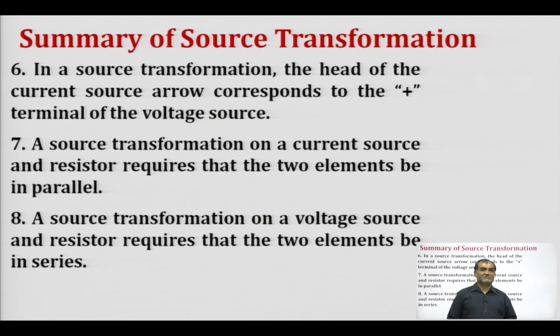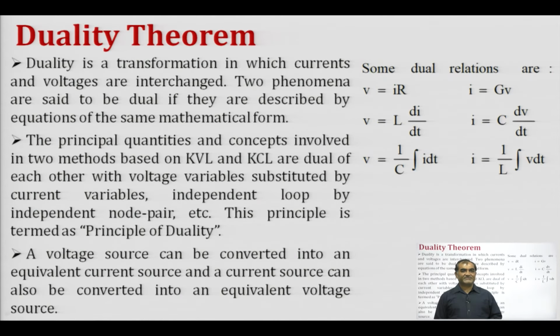Then in source transformation, the head of the current source arrow corresponds to the positive terminal of the voltage source. A source transformation on a current source and resistor requires that the two elements be in parallel, and if we are going for source transformation on a voltage source and resistance, then it is required that the two be in series. Now, next is the duality theorem.